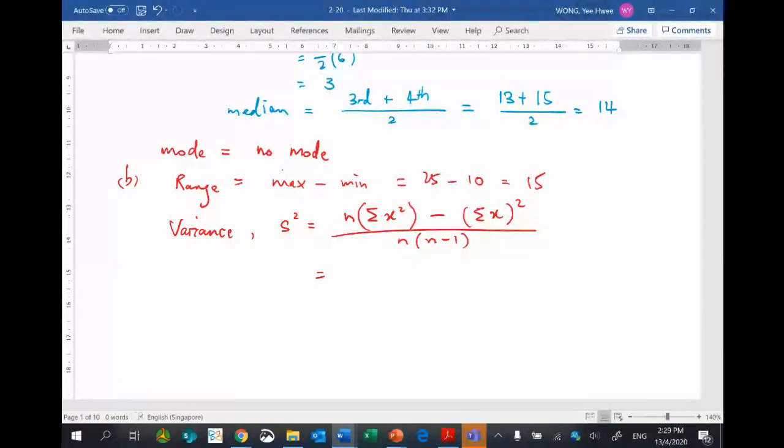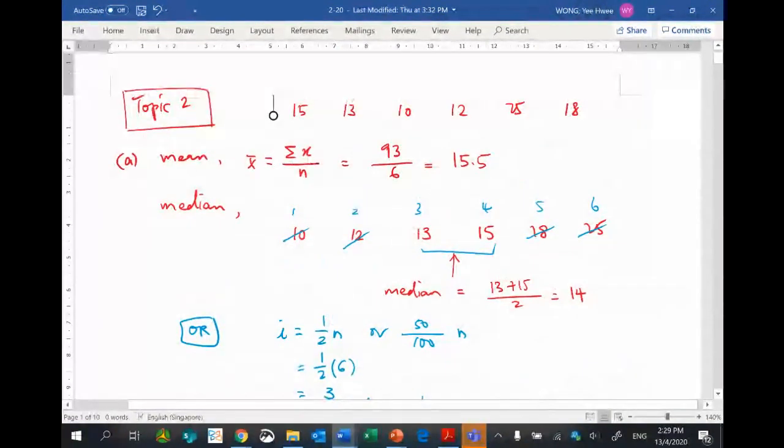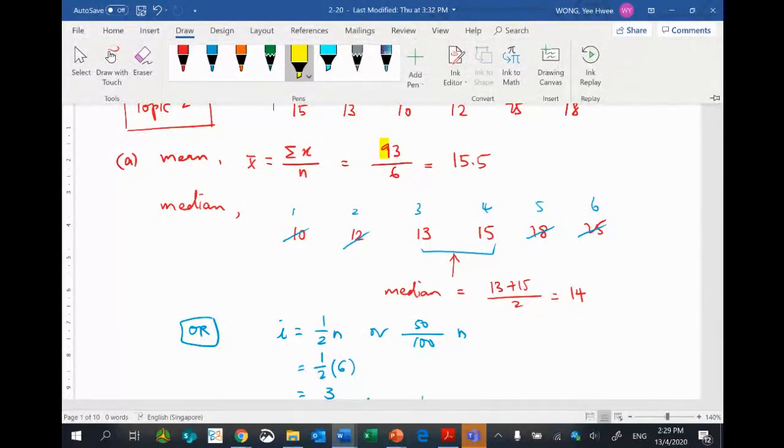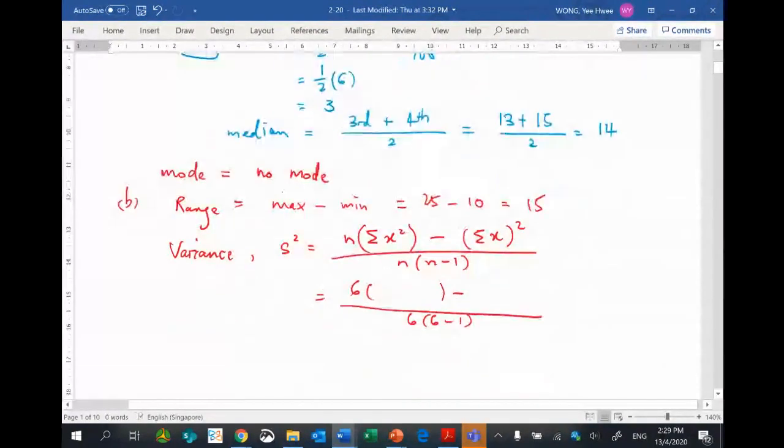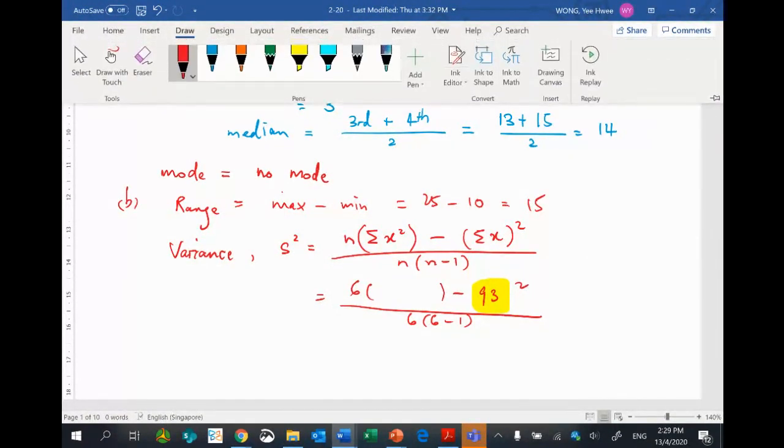This is the formula. What's the n? There are 6 numbers, so n is 6. So you have 6, 6 minus 1. Then you don't know what this is yet, but you do know this from here. You sum all the x, it gives 93. So this is 93 square. The next is, how much is this one? I'm going to find out.